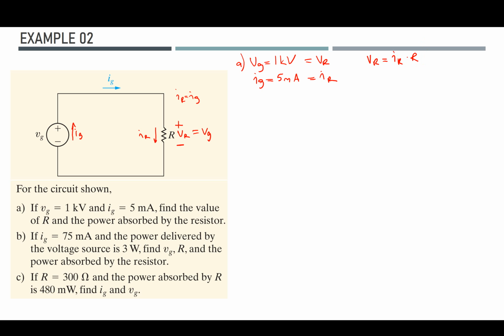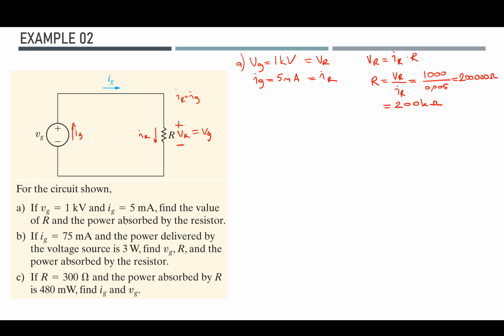So since I know the VR and the IR, I can easily calculate the unknown value R, which is VR over IR. If I substitute the values that I know, 1 kilovolts is 1000 volts, over 5 milliamps, which is 0.005, that would give me 200,000 ohms, which is equal to 200 kilo ohms. So we have calculated the resistor value, but we are not finished yet.